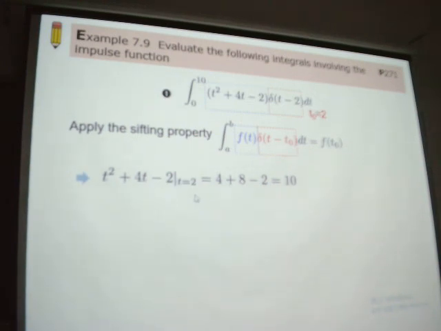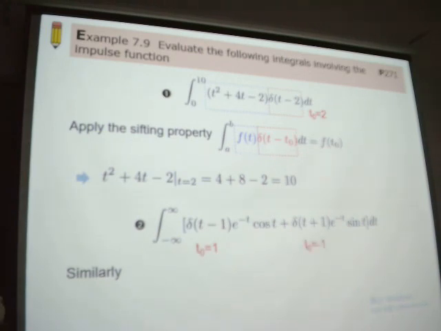So f is this one. If our t is equal to 2, we can put it inside. 2 squared is 4, 4 times 2 is 8, and minus 2, and we get the value 10. From this example, we can see we don't care about the integration limit, right? The second one, for this example, we put the limit from minus infinity to infinity. Would you please tell me what is f(t)?